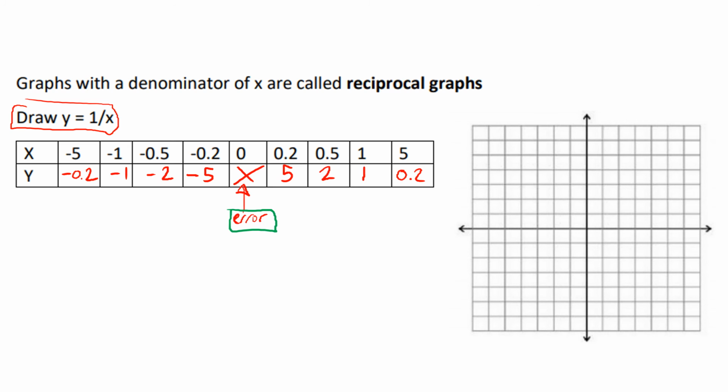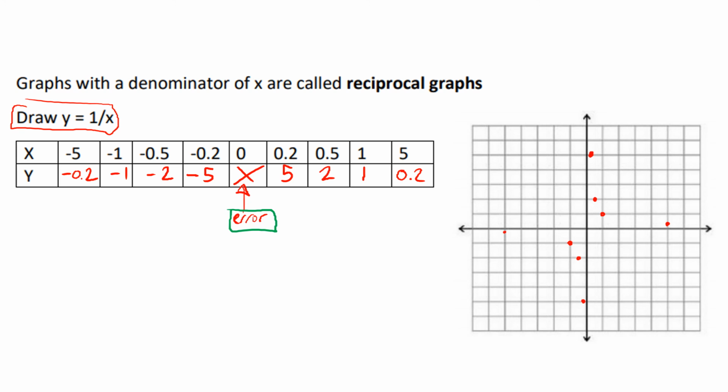So let's plot the points that do exist. We'll first off go all the way across to -5 and down to -0.2. All the way across to -1 and down to -1. -0.5 will go down to -2. -0.2 will go down to -5. I have picked these points for a reason, by the way. I'm not just doing random values. 0.2 goes up to 5. 0.5 goes up to 2. 1 goes up to 1. And 5 goes up to 0.2.